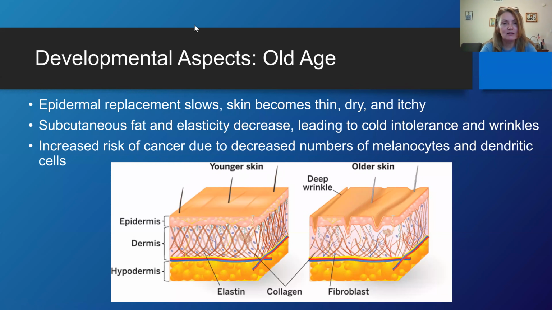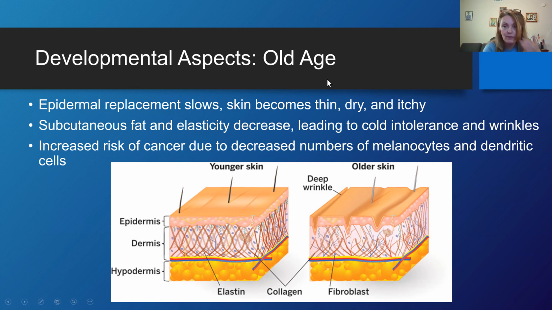And the last slide over here, very quickly, the developmental aspect, specifically old age. Let's read it first. Epidermal replacement slows. Remember we said it takes about 4 weeks for this replacement, but when you get older, it slows down and skin becomes thin, dry, and itchy. Subcutaneous fat and elasticity decrease, leading to cold intolerance and wrinkles. It also gives you an increased risk of cancer due to a decreased number of melanocytes and dendritic cells. That's what happens with your skin in old age.